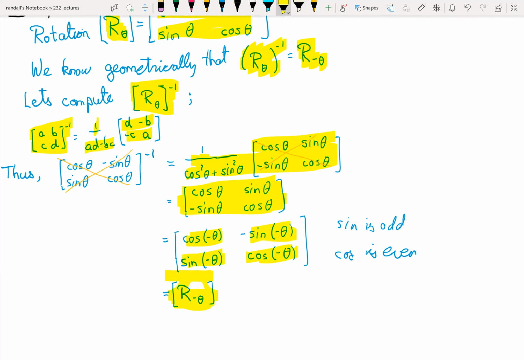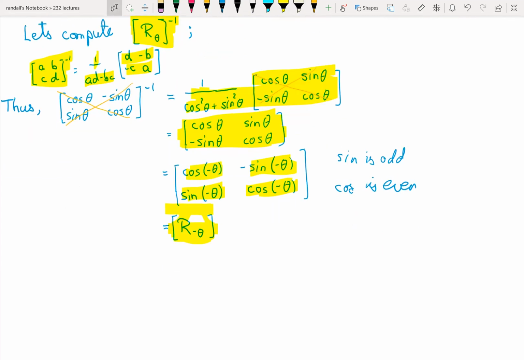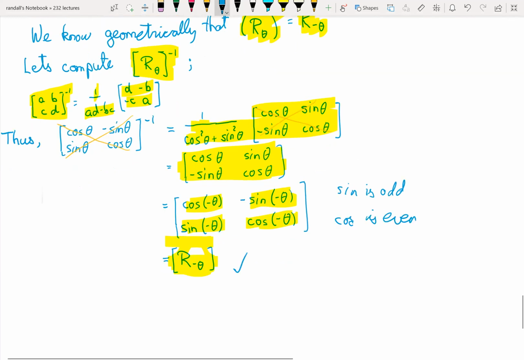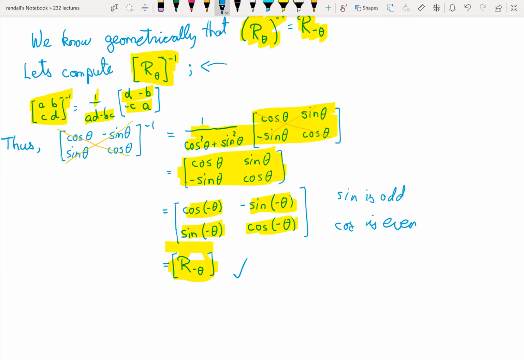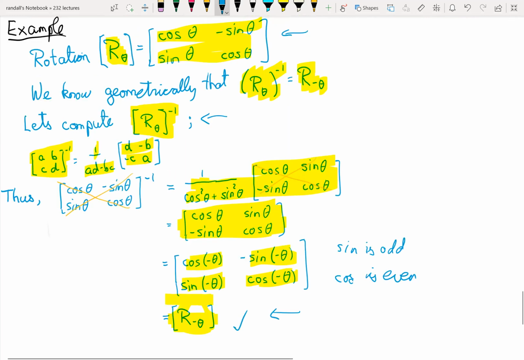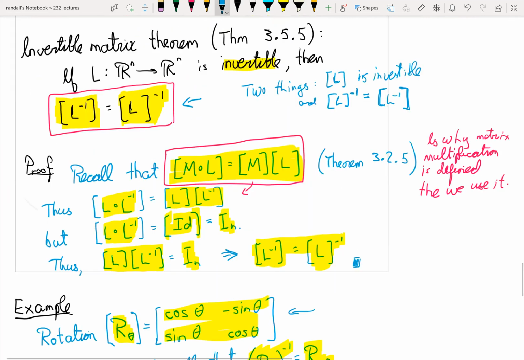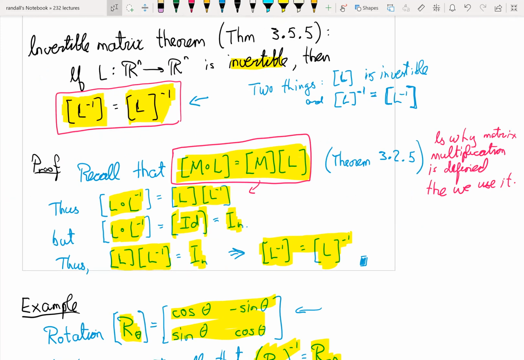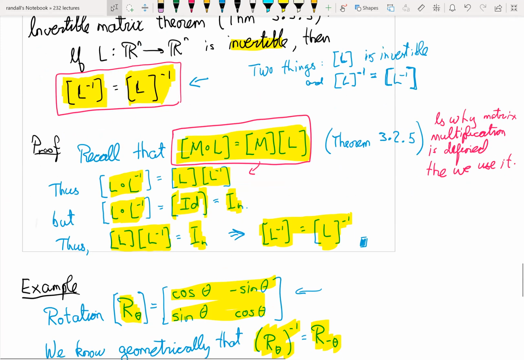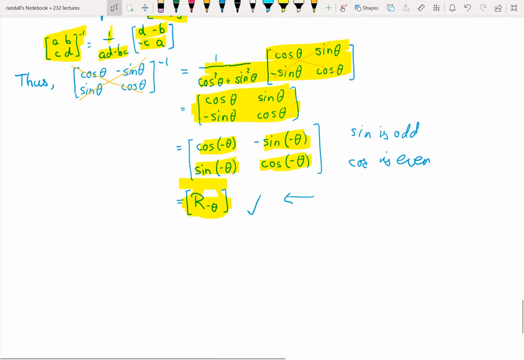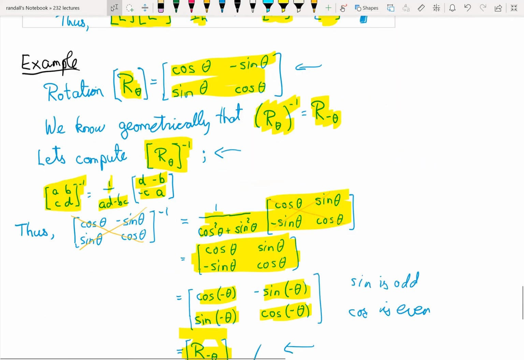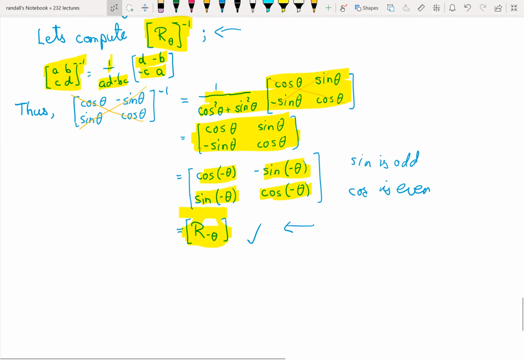So I'm done because I showed that the inverse of R theta is the matrix R minus theta. So this is demonstrating this theorem right here: the matrix of the inverse transformation is the inverse of the matrix of the transformation. So take a look at that. It looks pretty sleek and simple, but that's a little bit dangerous because you might not get it.